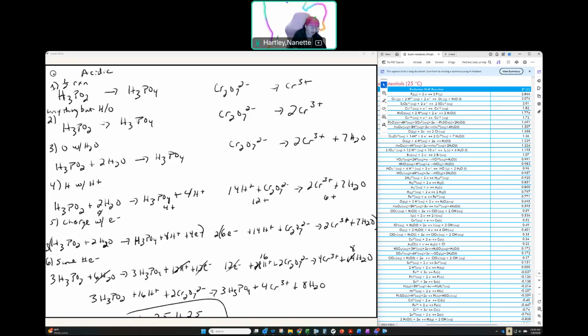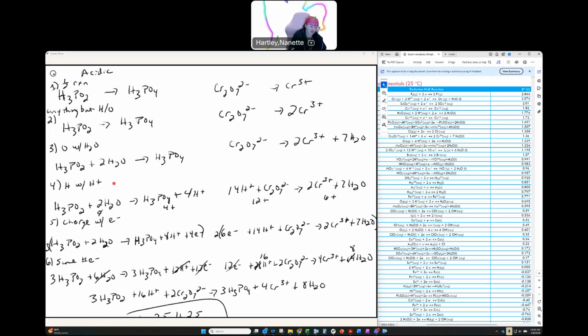required. Notice that I wrote acidic at the top because that reminds me that I need to do this in acidic solution. If I wrote basic up here, then I know I need another step at the end. So, H with H plus.